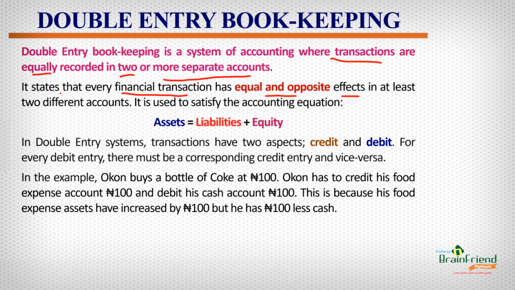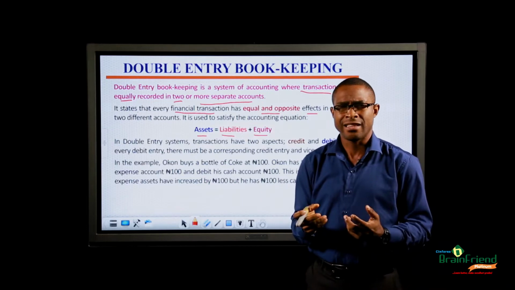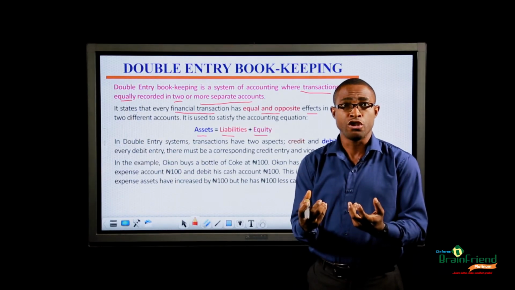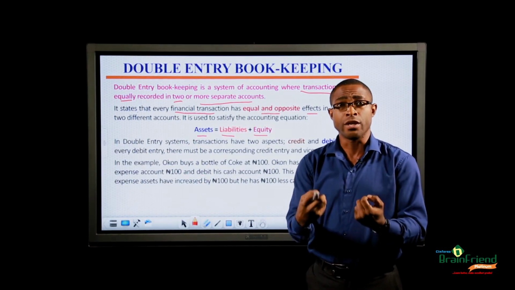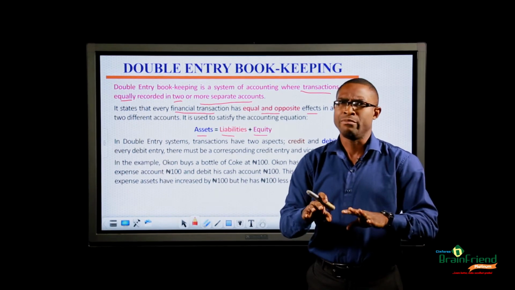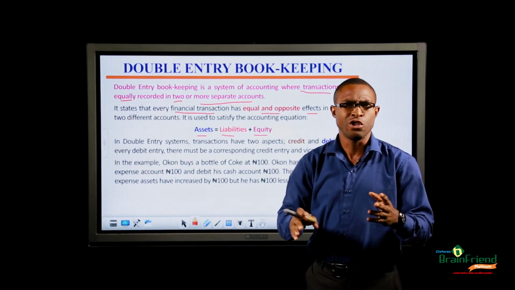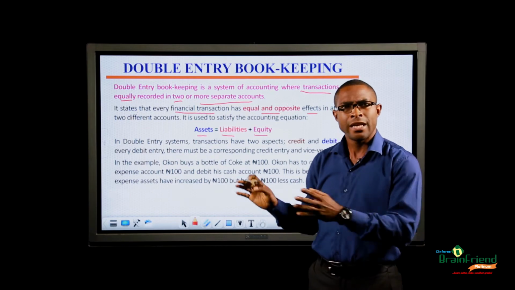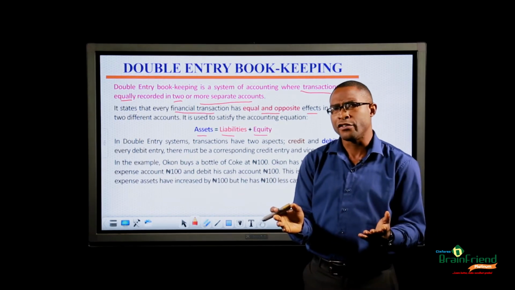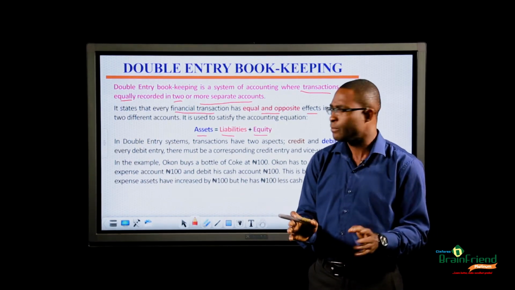It is used to satisfy the accounting equation which states that assets is equal to liabilities plus equity. Your assets are things that bring value, monetary value to you, the money you gain. Liabilities are basically expenditures, what you lose in a business. The equity can be seen as your profit, your retained earnings.